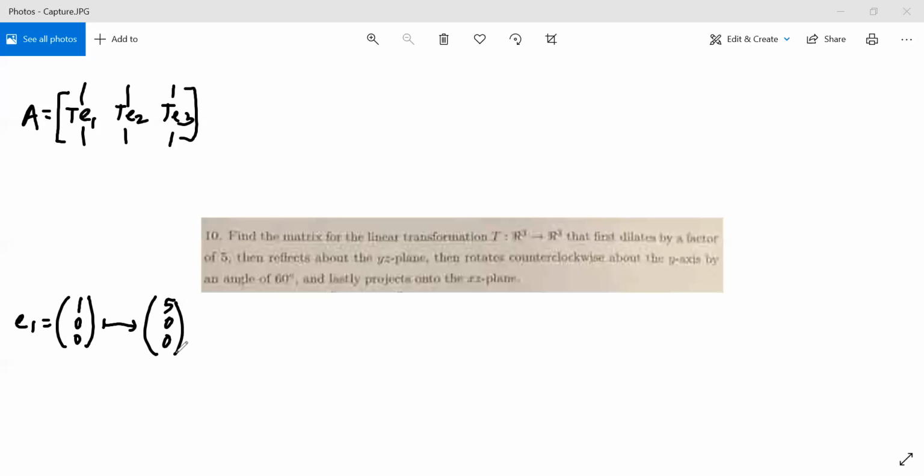And then we're going to reflect about the YZ plane. When you reflect about the YZ plane, Y and Z stay the same and you change the sign of X, which gives (-5, 0, 0). And then you're going to rotate counterclockwise about the x-axis by an angle of 60 degrees.